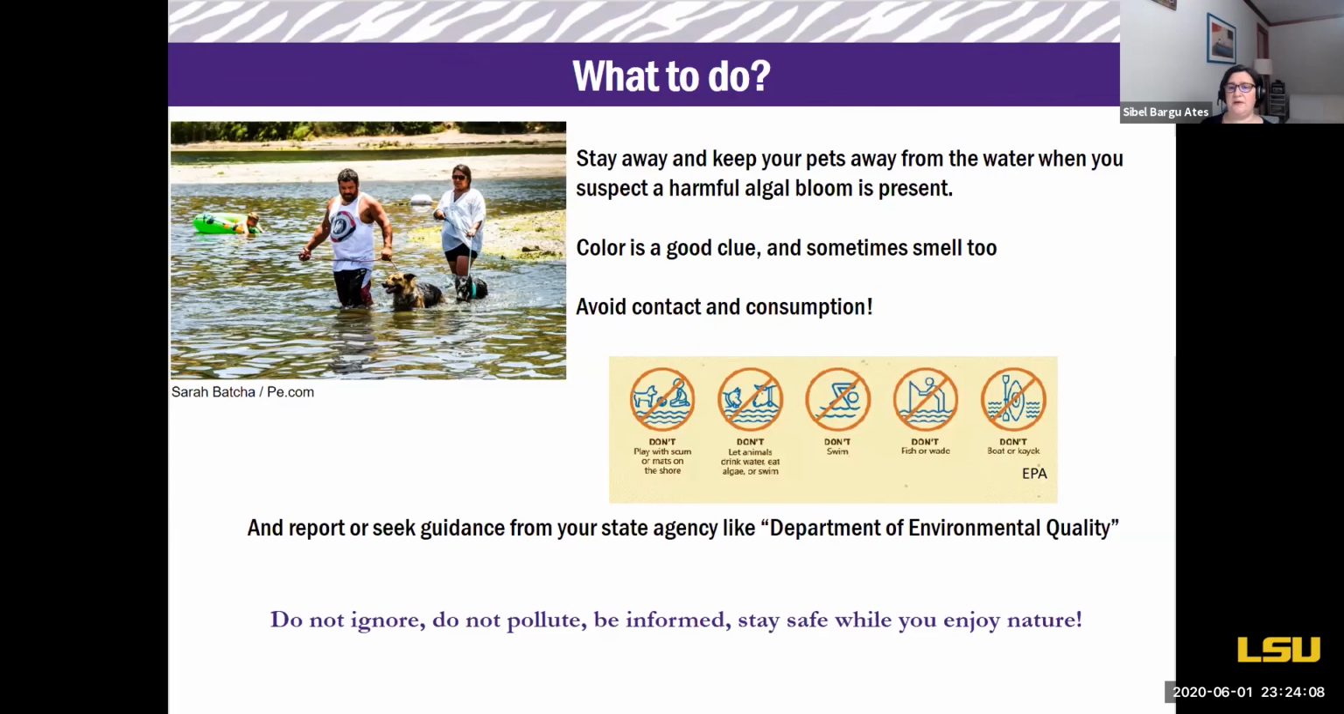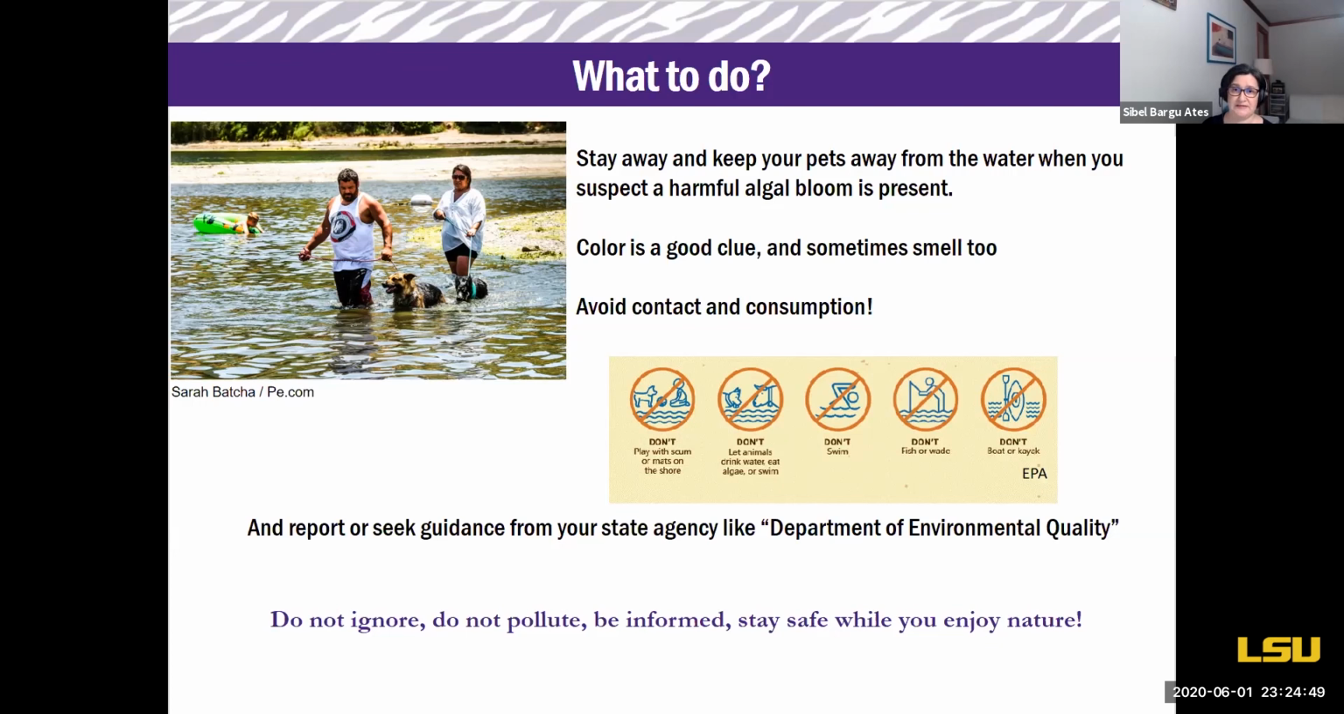What are we going to do if we suspect a cyanobacteria algal bloom? Color is a good clue to be suspicious, and sometimes they also smell not very good. So when you do see discoloration or you smell something not very pleasant, stay away and keep your pets away from the water and avoid contact and consumption for sure. And usually there is more to it that you can inform yourself about by contacting your state agency like the Department of Environmental Quality. Don't ignore, don't pollute, but be informed.